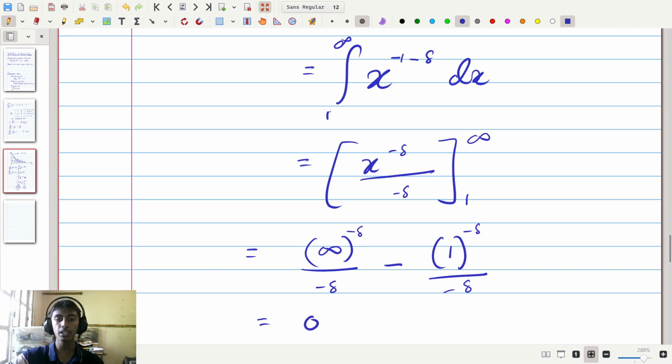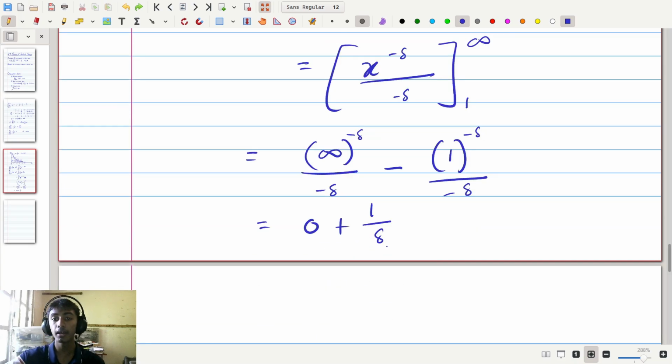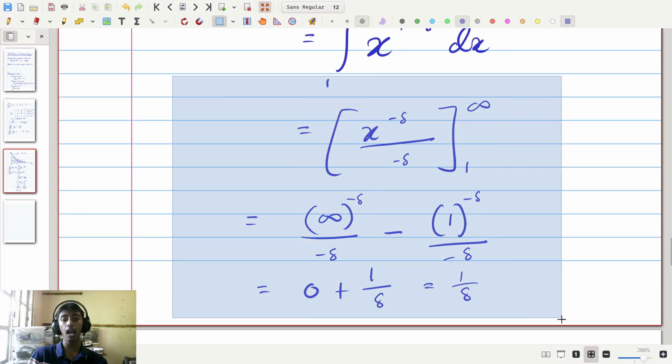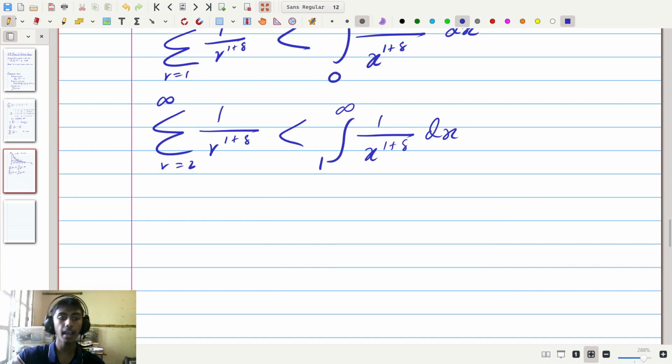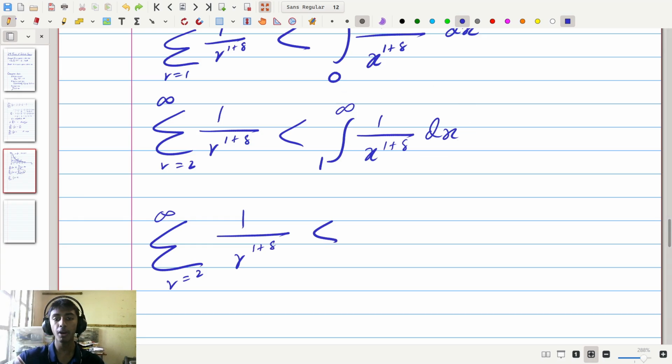So here we have 0, and then this minus and this minus will cancel to give us a plus. So we have plus 1 to the power of negative delta, which is 1, and then divide by delta. So therefore, our sum here is 0 plus 1 divided by delta, which is going to be 1 divided by delta. So therefore, the integral from 1 up to infinity is 1 divided by delta. Going back up here, we can see that the sum from r equals 2 to infinity of 1 divided by r to the power of 1 plus delta is going to be less than the value of this integral, which we just found to be equal to 1 divided by delta.